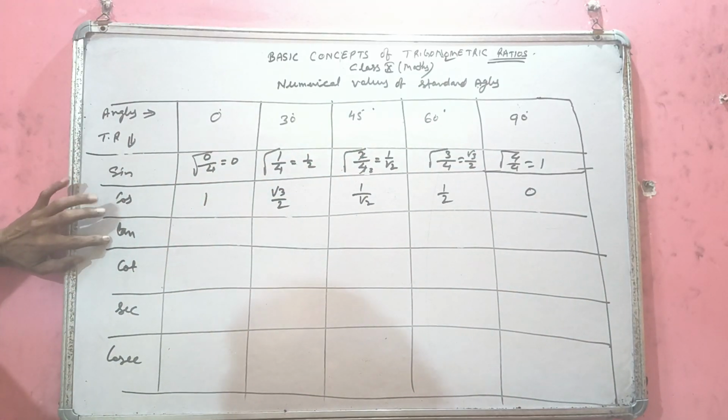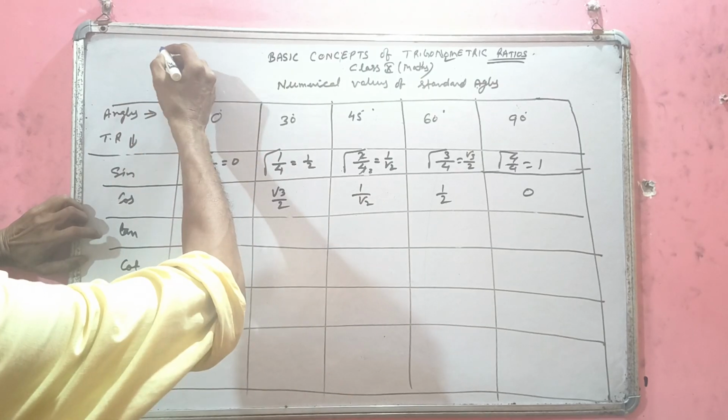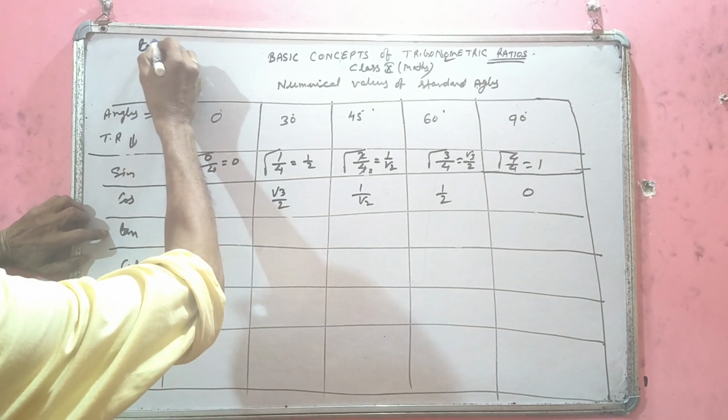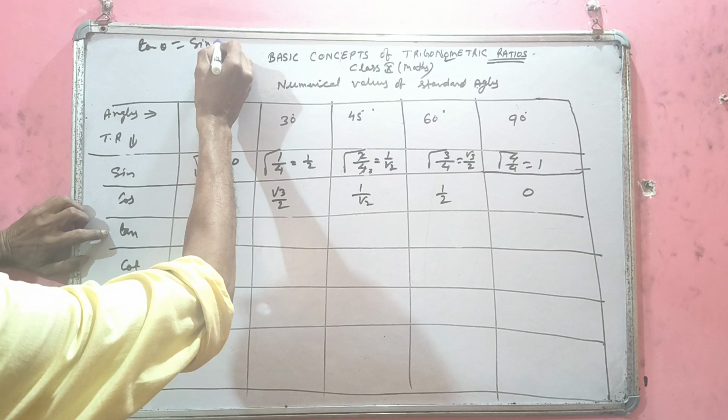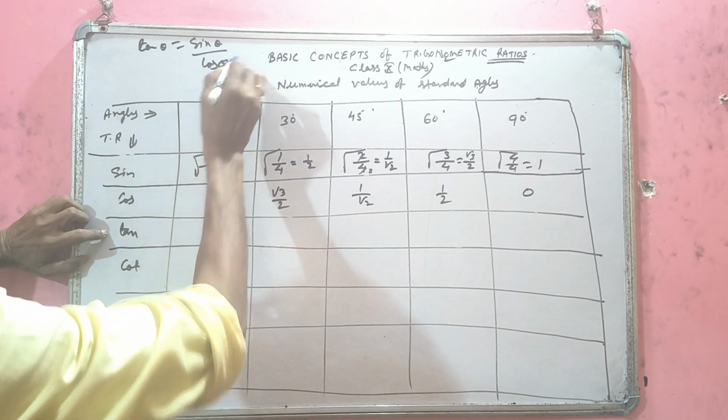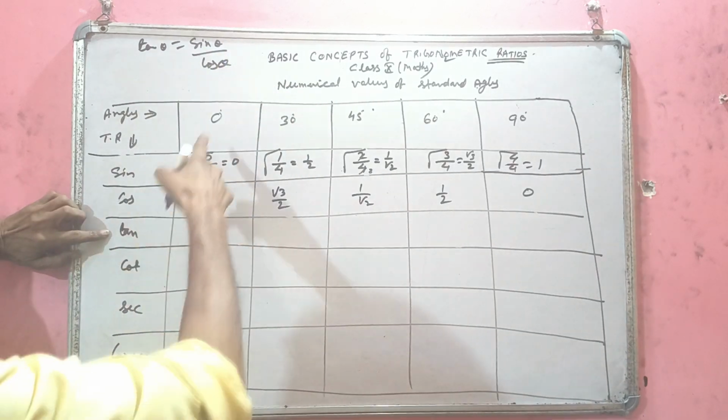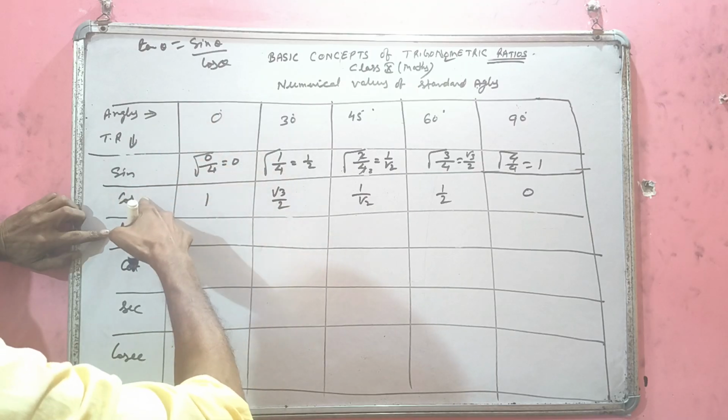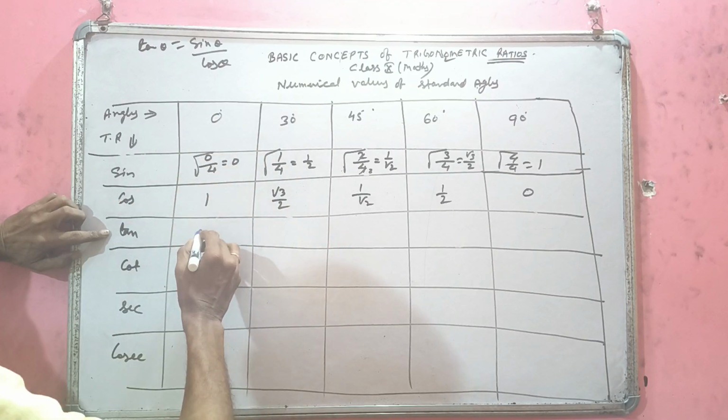What you know about tan theta? In the last identity, what I gave you? Tan theta equal to sin theta by cos theta. Okay. So tan 0 degree equal to sin 0 degree by cos 0 degree. 0 by 1, what you will get? 0.